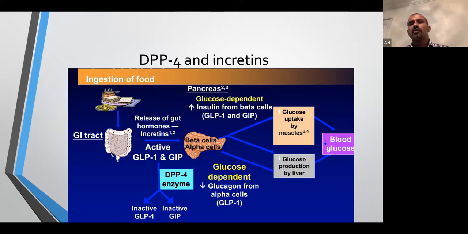The DPP-4 enzyme is also a normal gut enzyme that breaks down GLP-1 and makes it inactive. With enzyme inhibitors, you're basically increasing the incretin level, and therefore increasing insulin sensitivity, secretion, and uptake, preventing gluconeogenesis, and eventually reducing blood sugar level. Next slide, please.